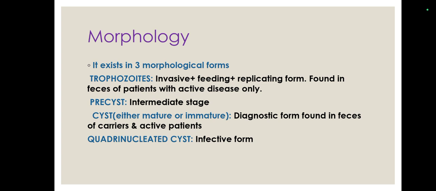Next, the third one is the cystic form. Cystic form is either mature or immature, which means either it has 4 nuclei or not. If it has 4 nuclei, it is called a quadrinucleated mature cyst. If it doesn't have, which means less than 4, it is called an immature cyst. So this cyst is a diagnostic form found in the feces of carriers and active patients. The quadrinucleated cyst, as mentioned above, is the infective form.